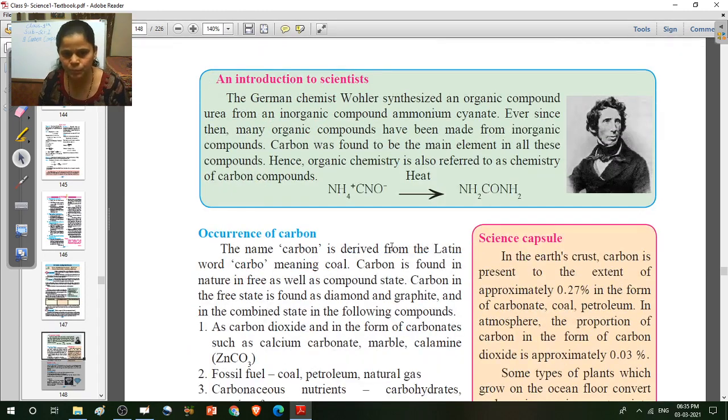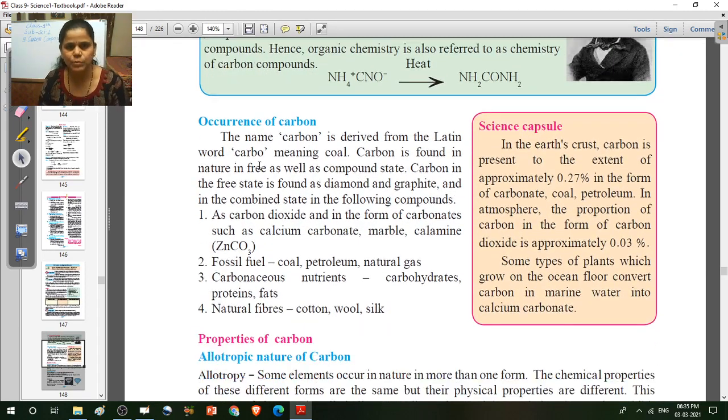So just jump here. Occurrence of the carbon. The name carbon is derived from the Latin word carbo, meaning coal. Carbon is found in nature in a free as well as a compound state. Carbon in the free state is found as diamond and graphite, and in the combined state in the following compounds, like carbon dioxide. What is the molecular formula of carbon dioxide? CO2. CO2 is the molecular formula of carbon dioxide.